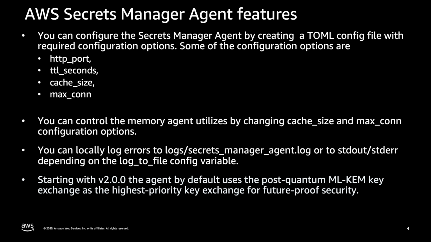You can control the memory agent uses by changing cache size and maxCon configuration options. And if you don't want the agent to take up a lot of memory on the host, then you can set lower limits for these two configurations. You can locally log errors to logs Secrets Manager agent.log or to standard out or standard error depending on the log to file config variable. Starting with the version 2.0.0, the agent by default uses the post-quantum MLKEM key exchange as the highest priority key exchange for future-proof security.